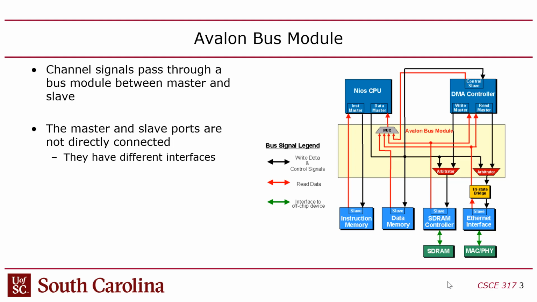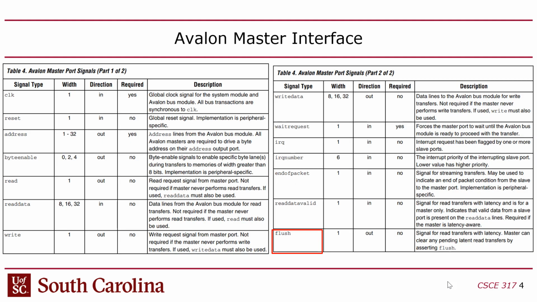Okay, so let's take a look at those signals. The master interface has clock and reset as usual. There's an address, which can be 1 to 32 bits. Now, generally, the address width on the master is going to be wide because it has to cover the whole address space. But when you have a slave port, its address, because it's not directly connected to the master's address, will be shorter. It only has to cover its own address space.